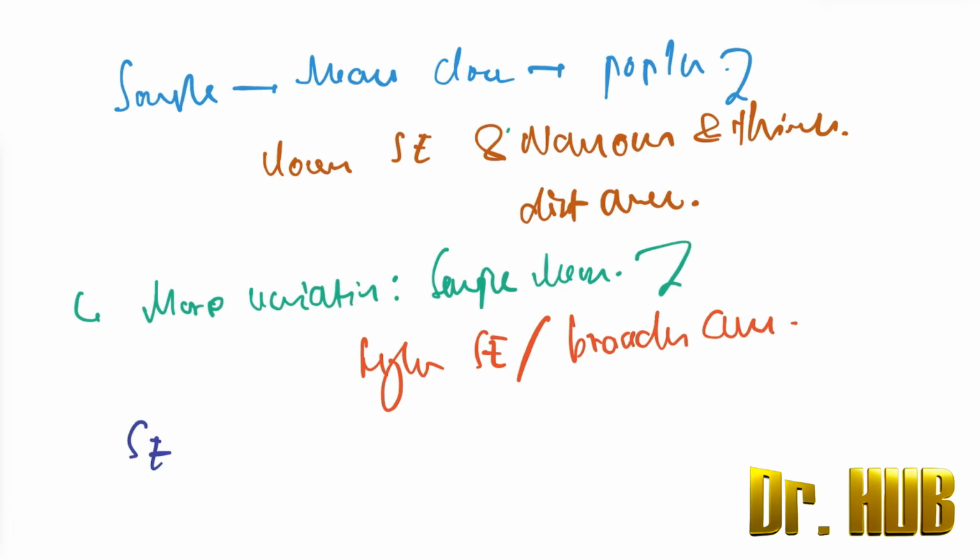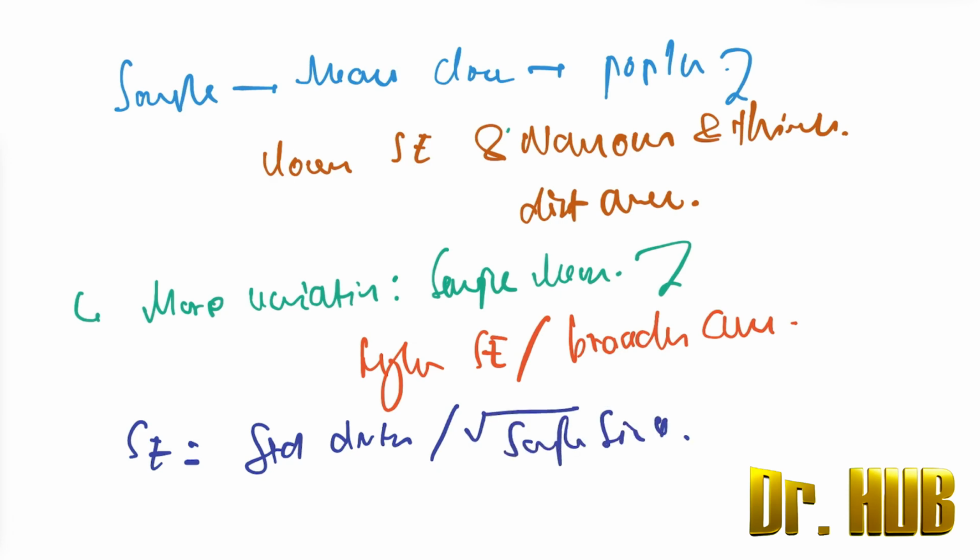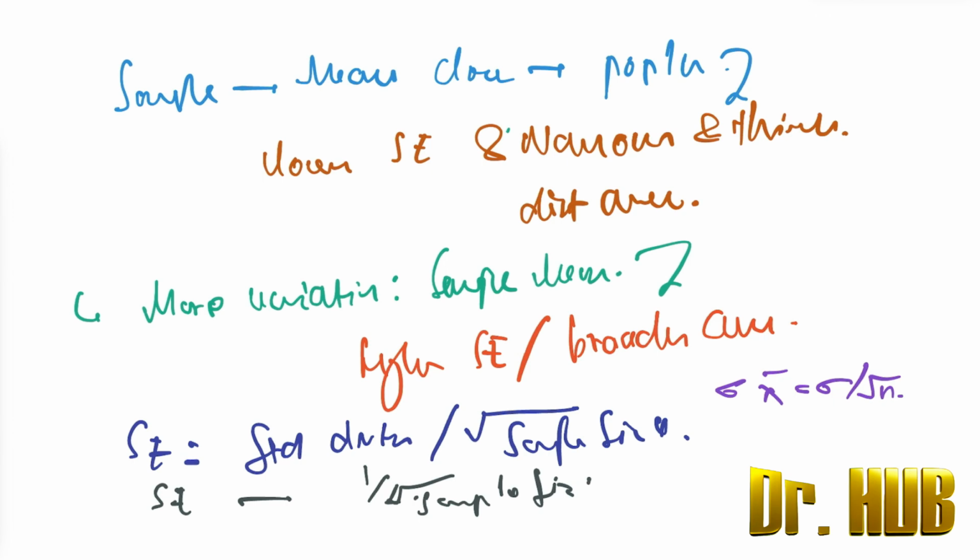The SE is equal to the standard deviation divided by the square root of the sample size. So SE is inversely related to the sample size.